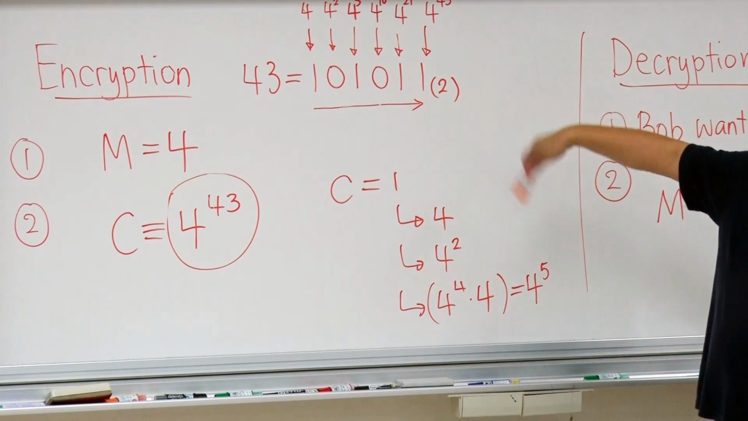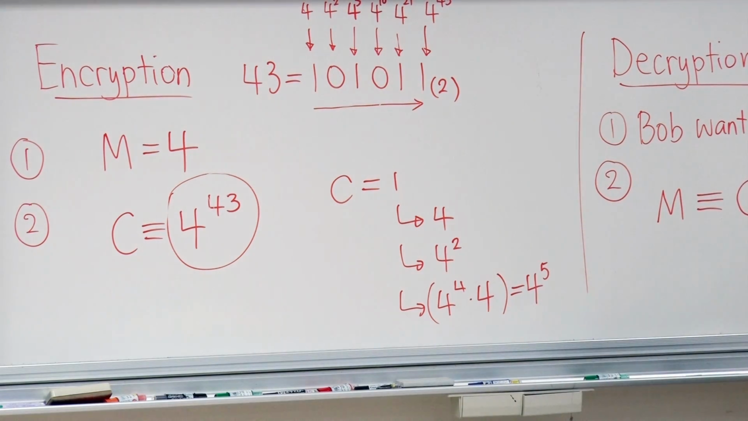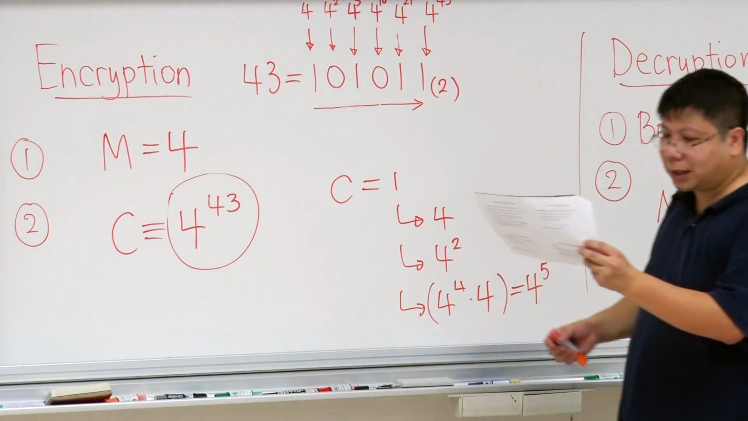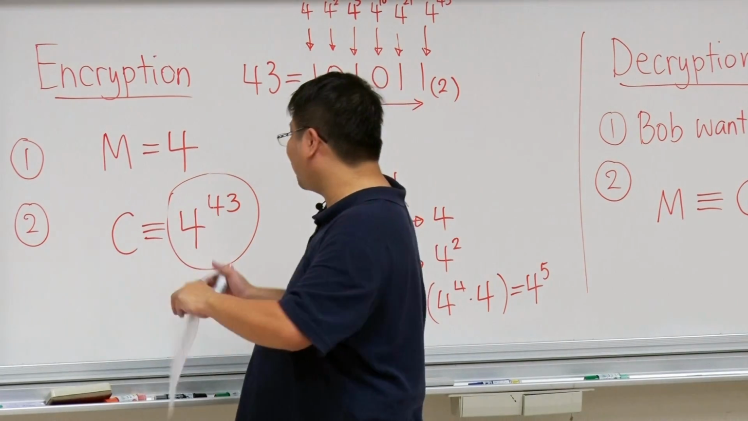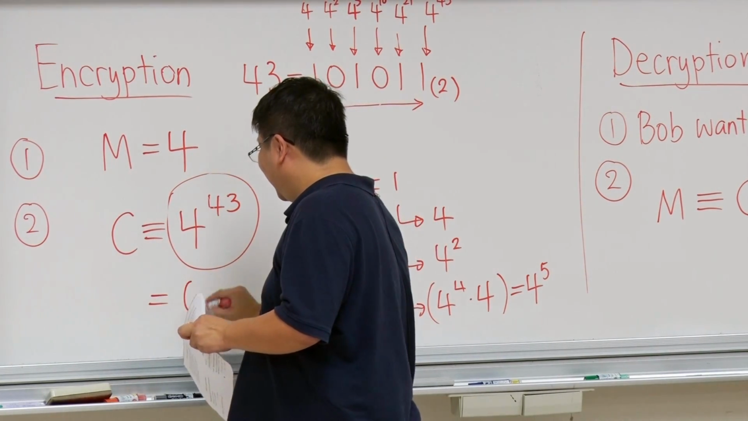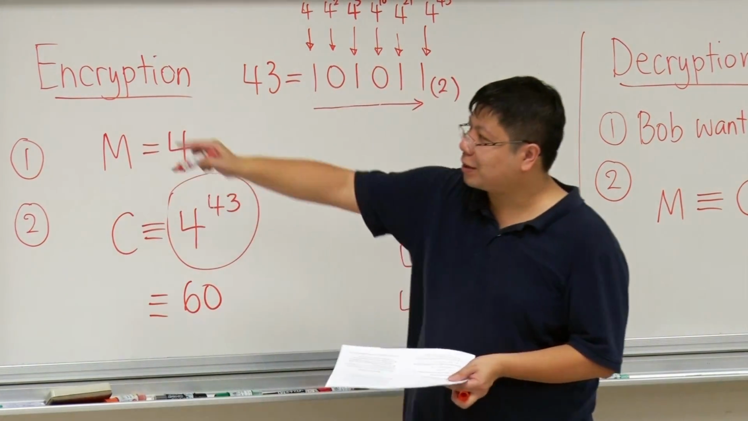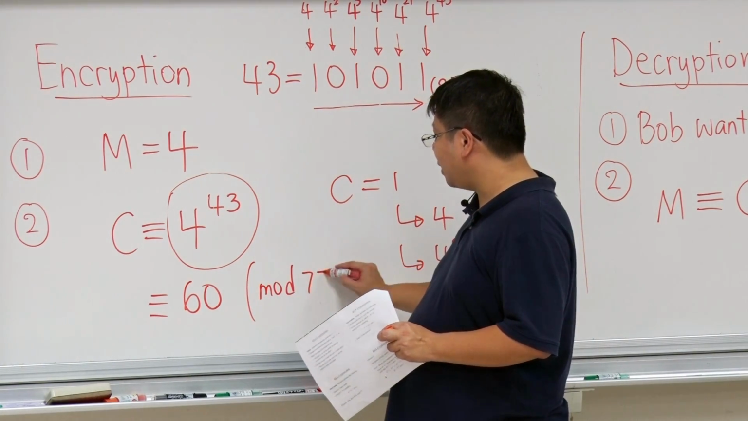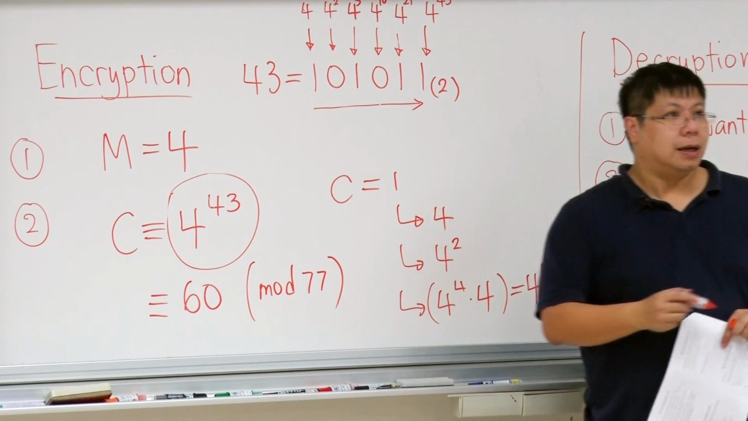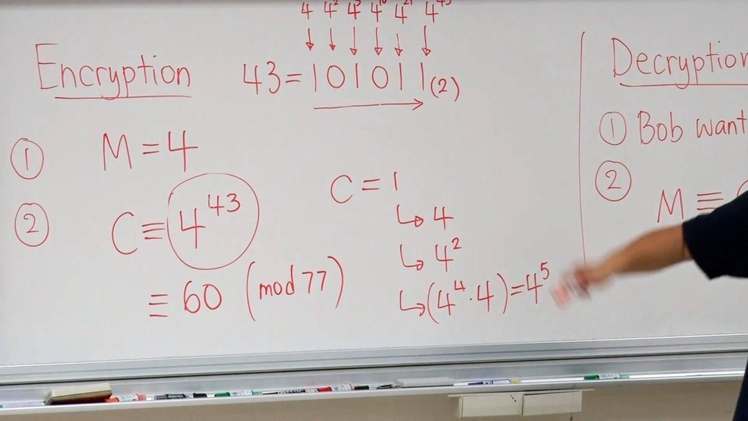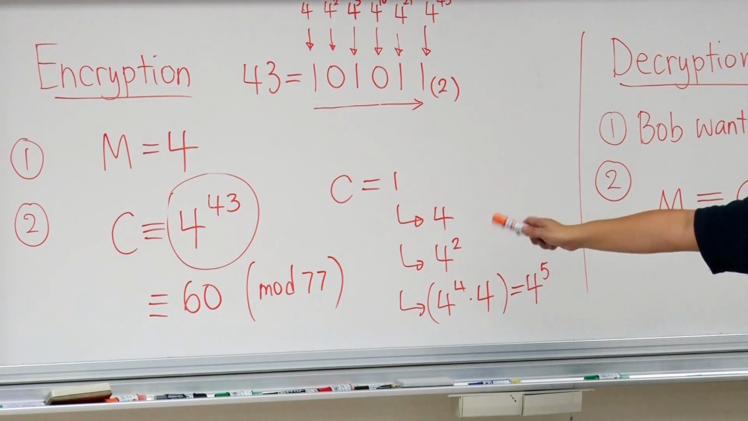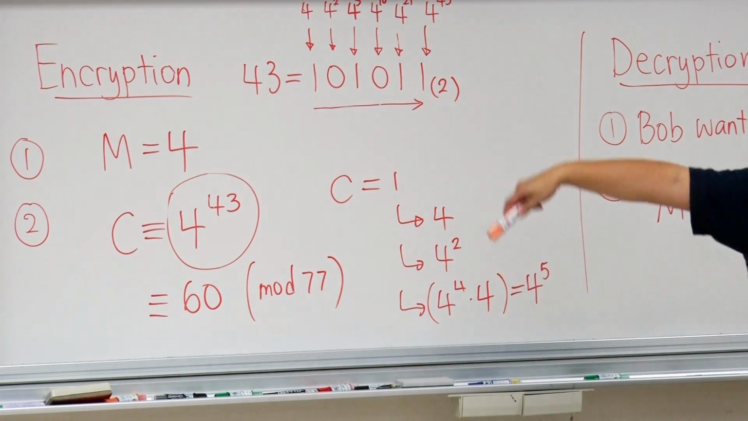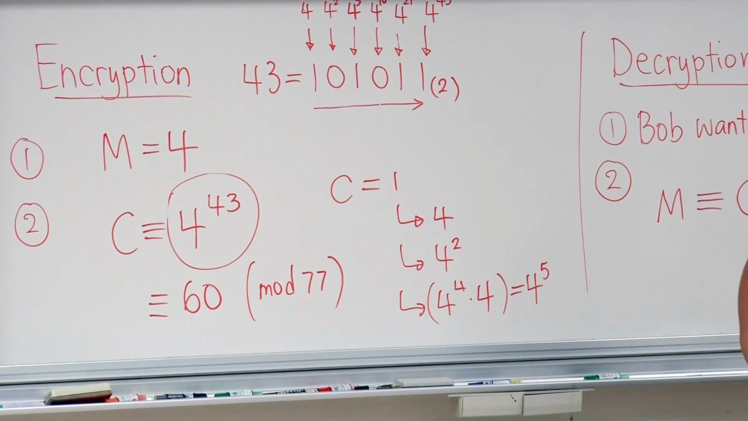Okay, and once you have this one, so you get 4 to the power 43, let's say, and amazingly, this is going to be equal to 60. Yeah, we are using this number. This coincidence only. So this is going to be 60, but mod 77. Is that okay? And then when we do the decryption, you look at this 60. You use this 60, and then raise it to the power.